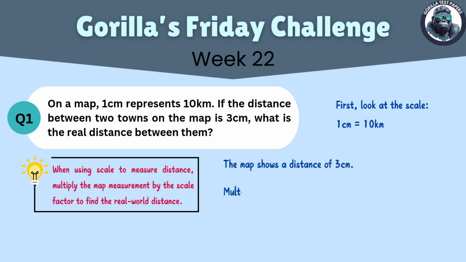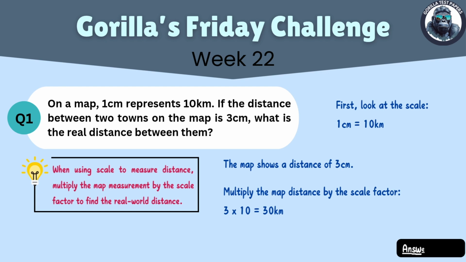And in order for us to find the real distance, we must multiply the map distance by the scale factor. So we do 3 multiplied by 10, which gives us 30 kilometers. So the real distance between the two towns is 30 kilometers. This is the answer for this question.